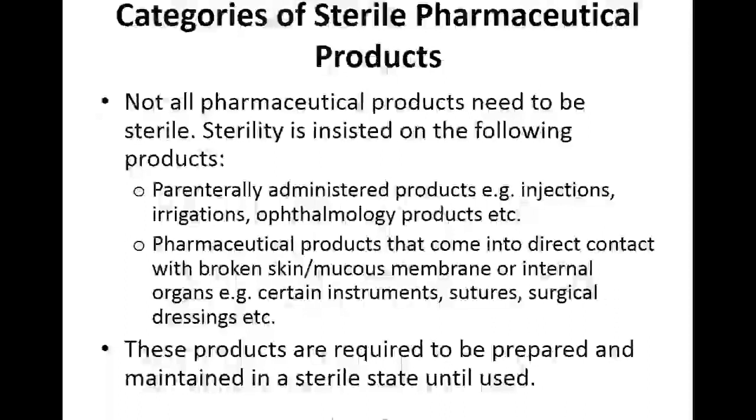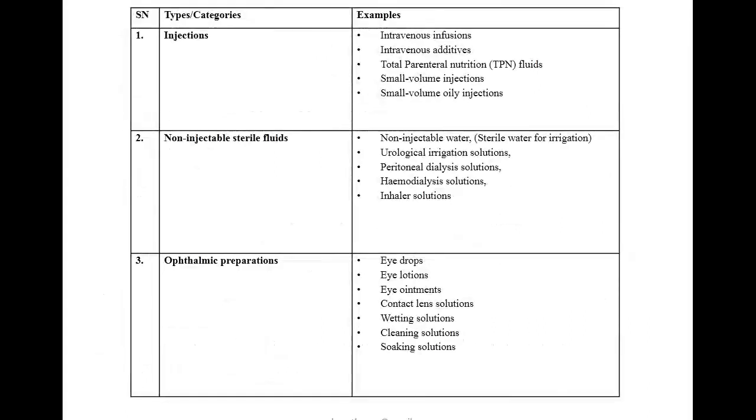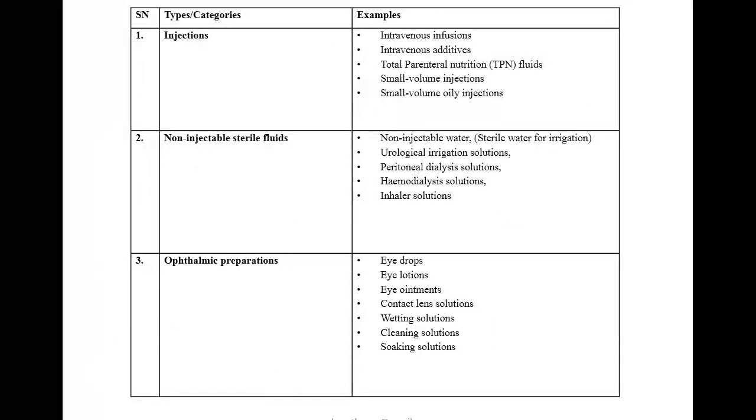And these products are required to be prepared and maintained in a sterile state until you use it. Ndio maana kule mwanzo tulisema the sterile product must be conducted with special care and attention. Kwa hiyo that is so-called pharmaceutical theory and compounding. There are the types or categories and each example. For example, injections. Example for injection, that is an example of a type of product or category that must be sterilized. Tumesema ni parenteral.